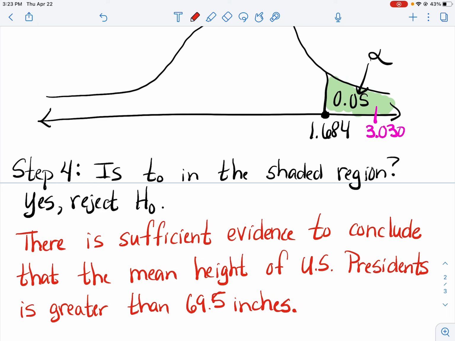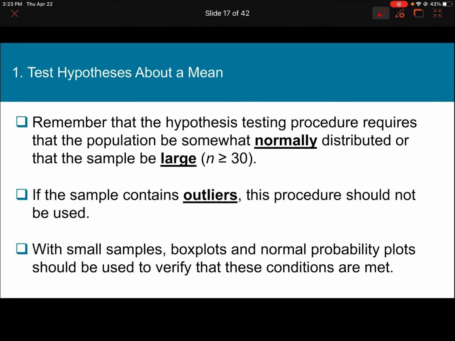On the top of page 4, we have our next few blanks to fill in. Our hypothesis testing requires a normally distributed population or a large sample size. Remember, 30 is our magic number. If we have outliers in our sample, then we should not use hypothesis testing. Now, if our sample size is small, doesn't meet that 30 or more, we use our box plots and our normal probability plots, just like we talked about with our confidence intervals.